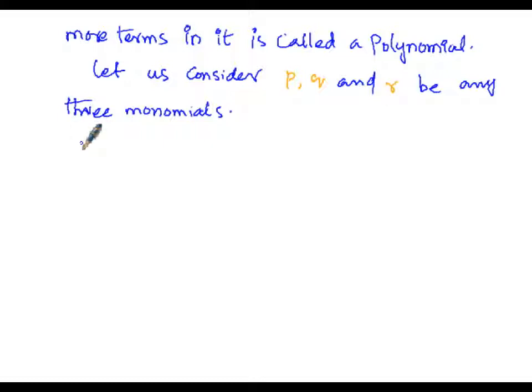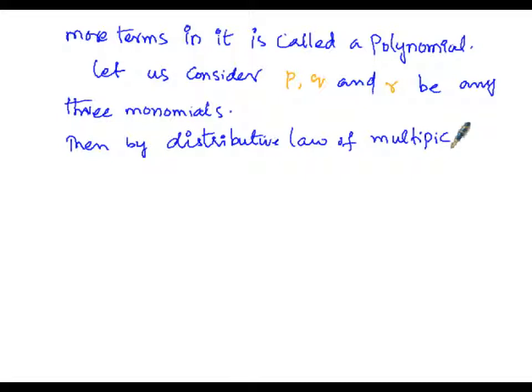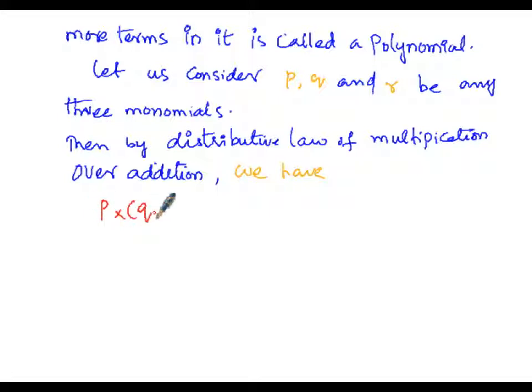Then, by the distributive law of multiplication over addition, we have P into (Q plus R) is equal to P into Q plus P into R. So here the result is P into Q plus P into R.